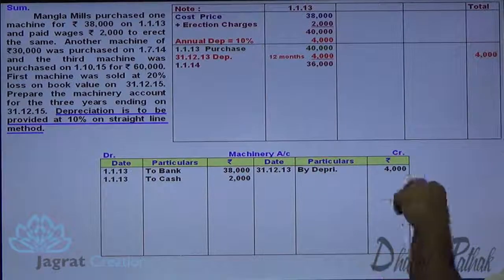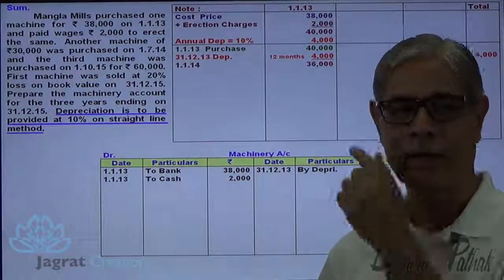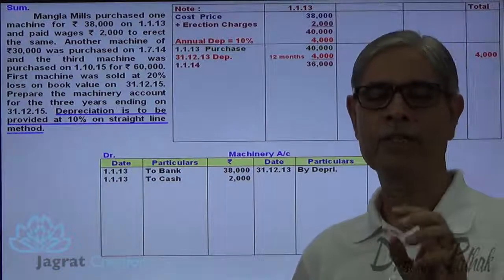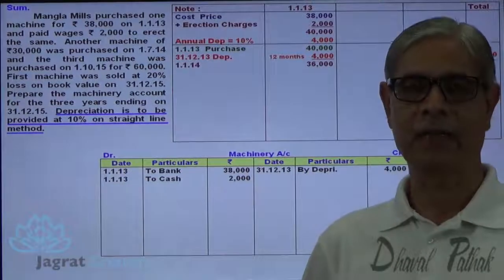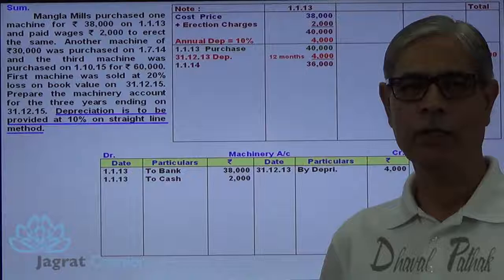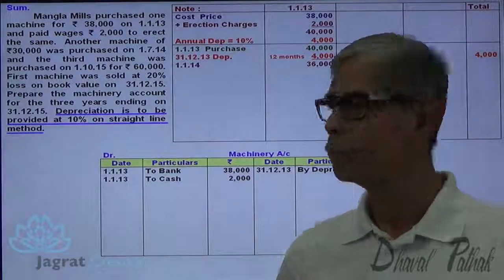Now this depreciation is debited, depreciation account debit to machinery account credit. Depreciation is transferred to profit and loss account at the end of the year. So I just save the journal entry for transferring depreciation, profit and loss account debit to depreciation account credit.